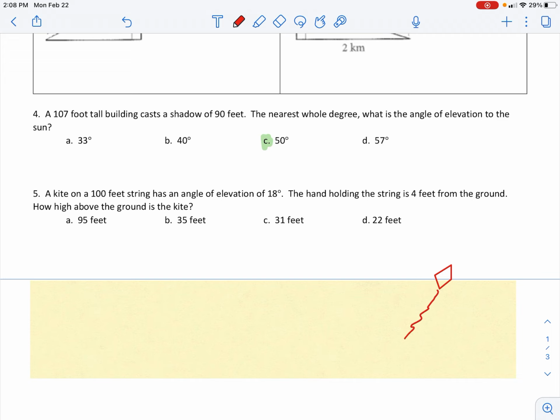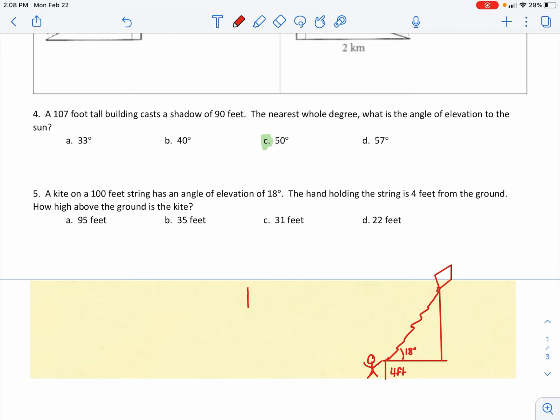So if I have a kite flying, and its angle of elevation, so from the ground to the string here, is 18 degrees. The hand holding the string is 4 feet from the ground. Okay, how high above the ground is the kite? So not only do we want to find this right here, but we're going to have to add that 4 in at the end.